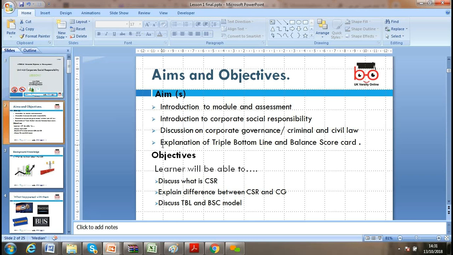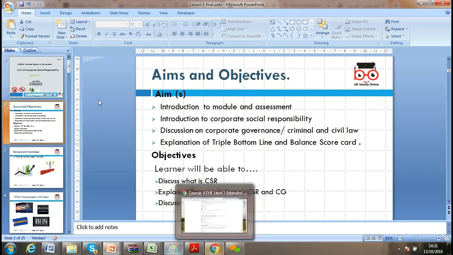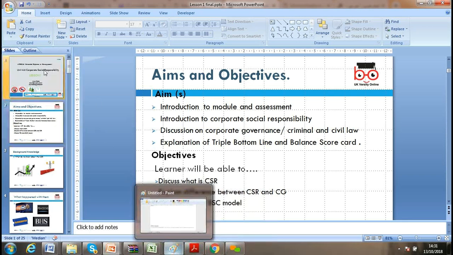The triple bottom line, which we discussed, the three P's, and the balanced scorecard, with financial perspective, social perspective, all need to be balanced. So all this meets our learning outcome one. Please go through these slides.